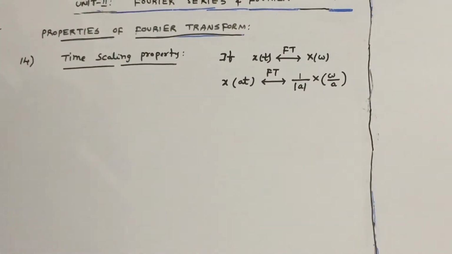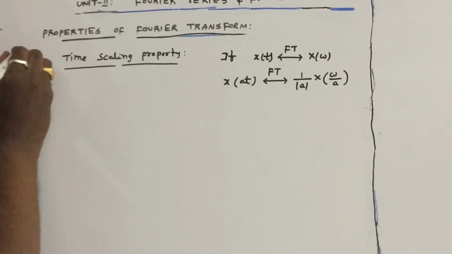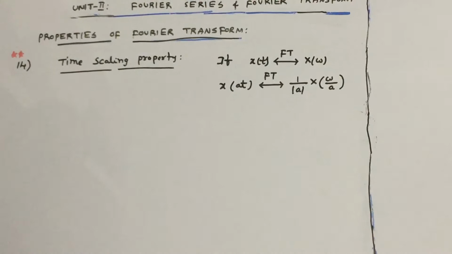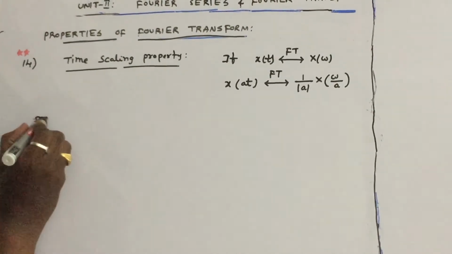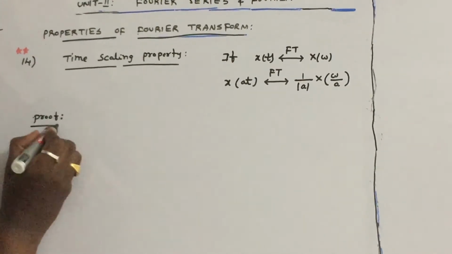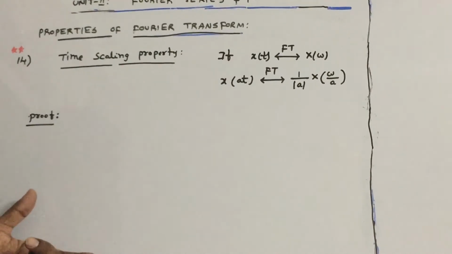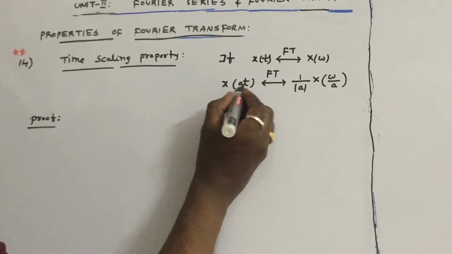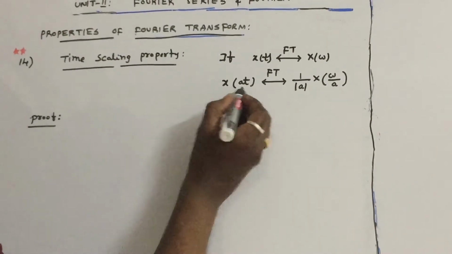So the time scaling property is another very important property for the GATE exam. So let us prove this simple property. Remember that all the properties will come from the definition of either the Fourier transform or the inverse Fourier transform. So what do we want to find out? We want to find out the Fourier transform of x of at.